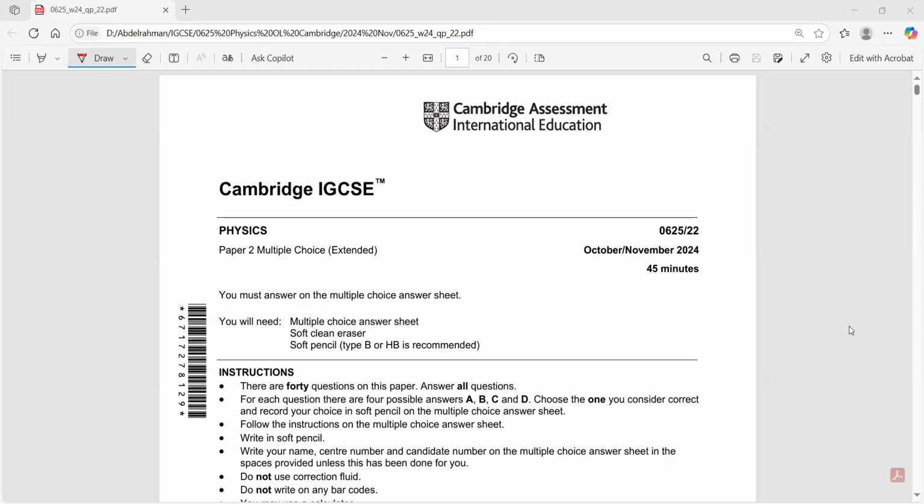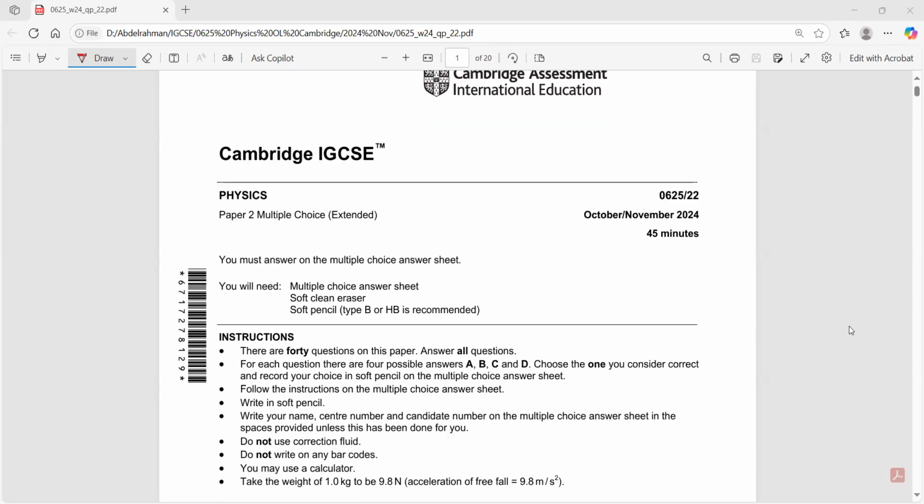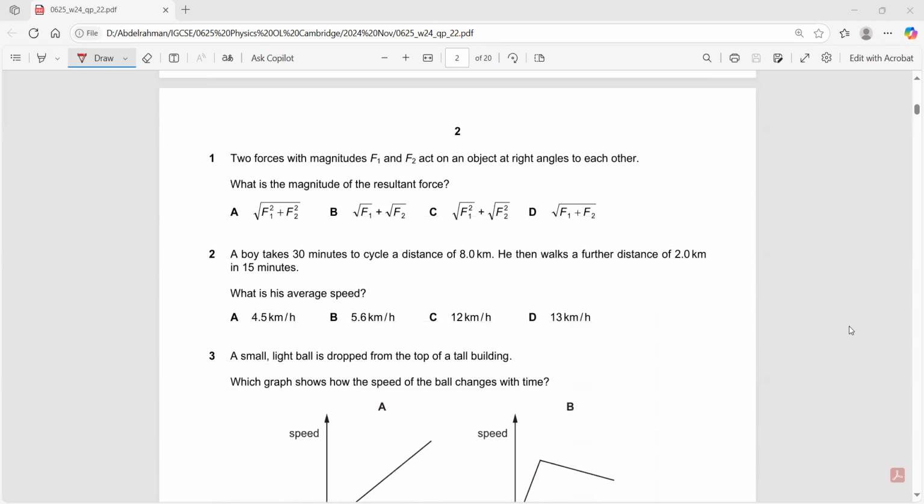November 2024, paper 2, variant 2. Two forces with magnitudes F1 and F2 act at right angles to each other. What is the magnitude of the resultant force? The magnitude would be, using Pythagorean theorem, the square root of a squared plus b squared.